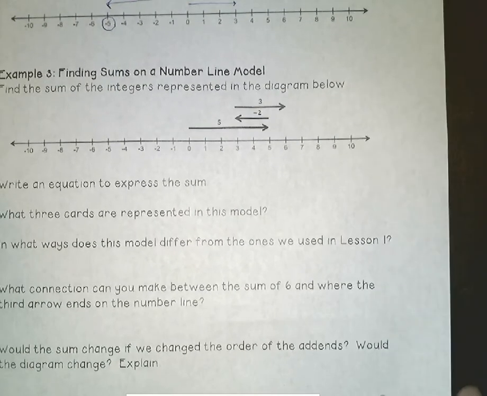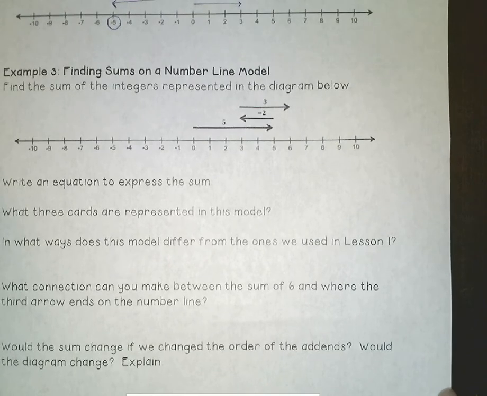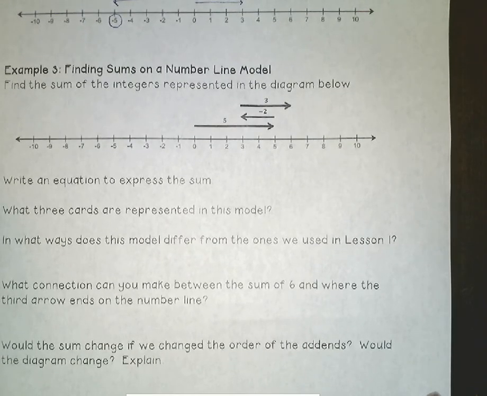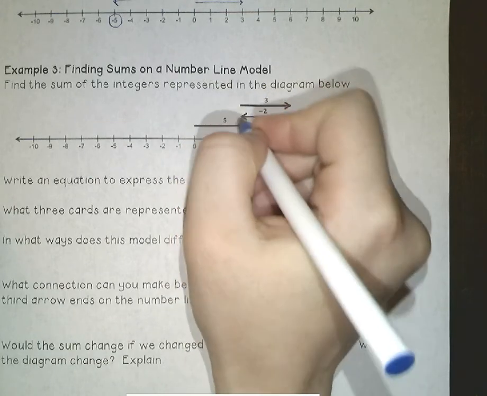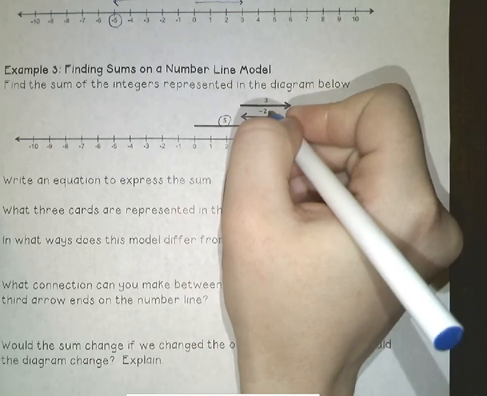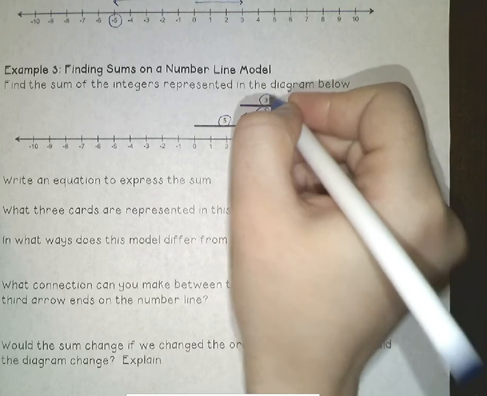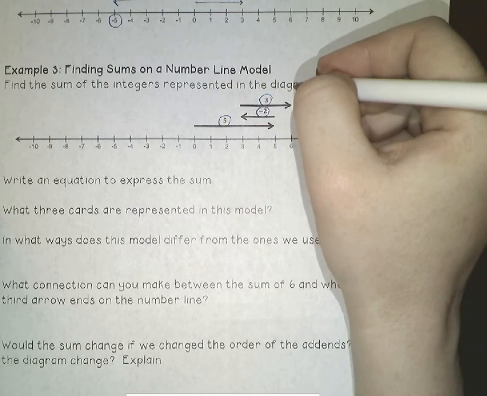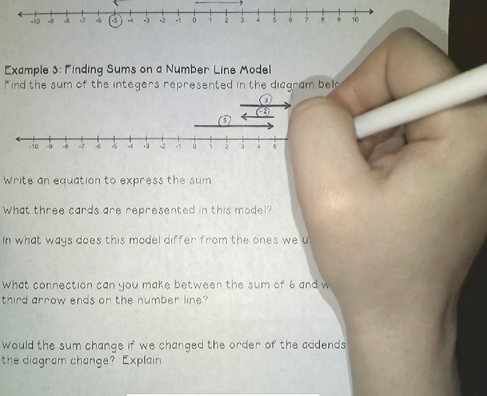So here the same thing, we just need to make sure we understand everything. Find the sum of the integers represented in the diagram below. Okay, the integers. So we're just looking at the integers here. We're looking at 5 plus negative 2 plus 3. What is the sum of these three integers? It is 6.